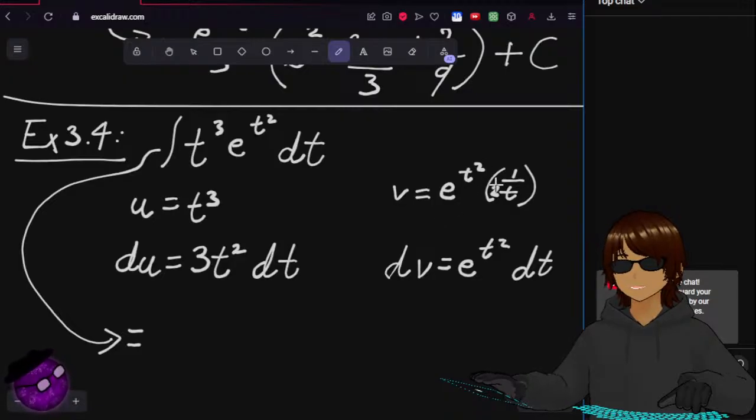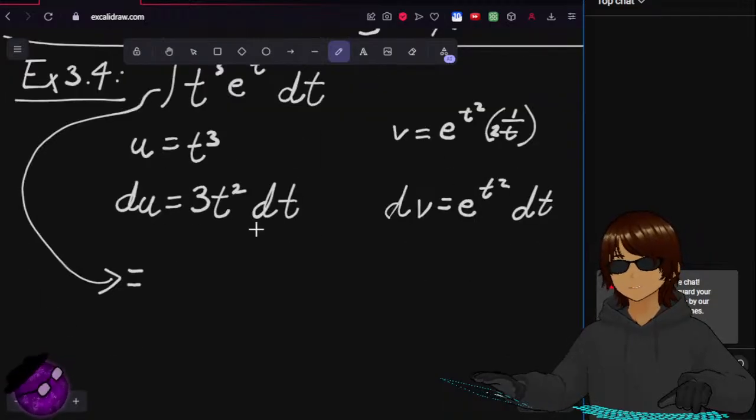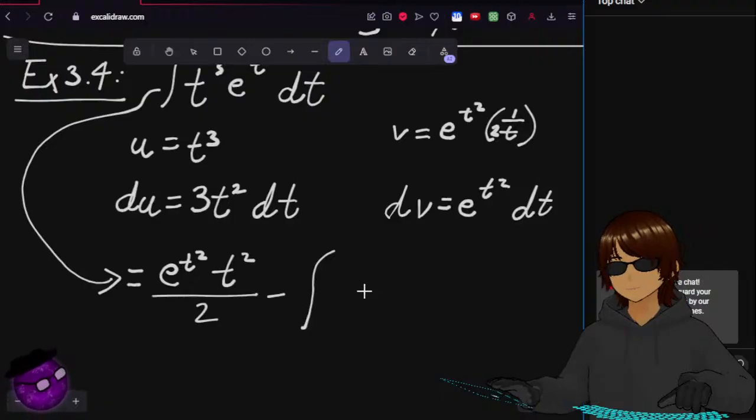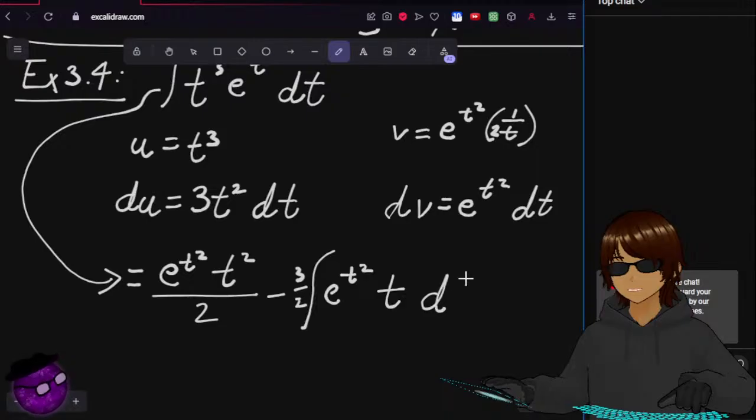Let me think. T square. I hope this is right. So u times v becomes t square times t square over 2. Then subtract it with v times du. T square. Let's do 3 over 2 outside. T dt.